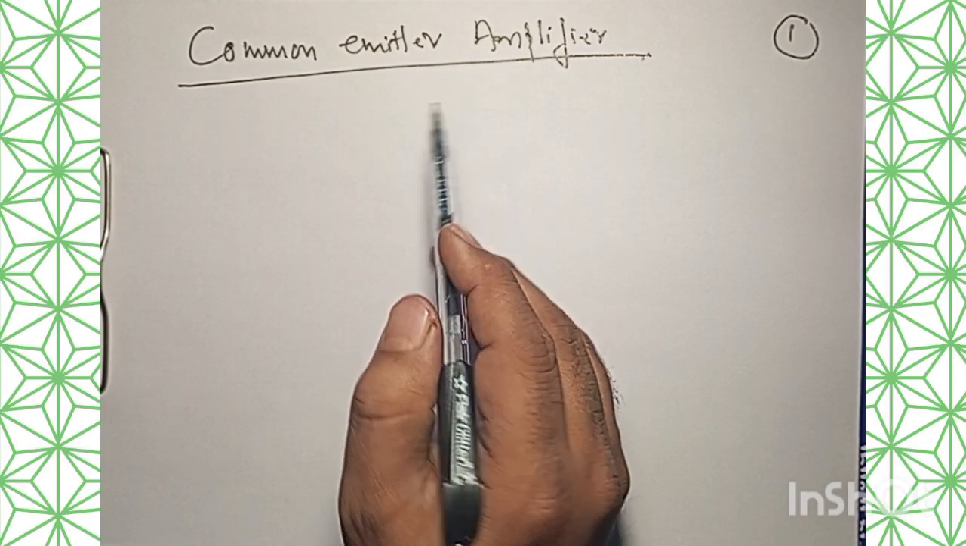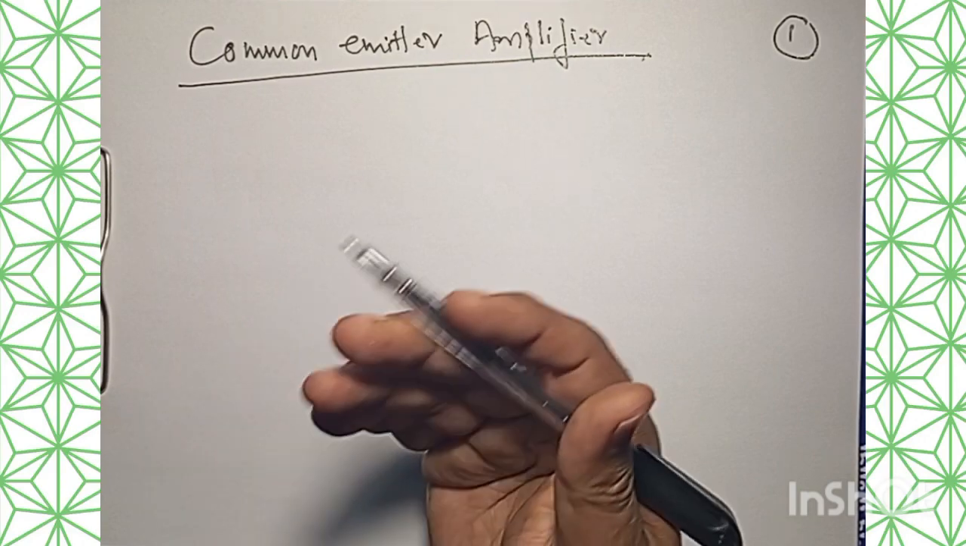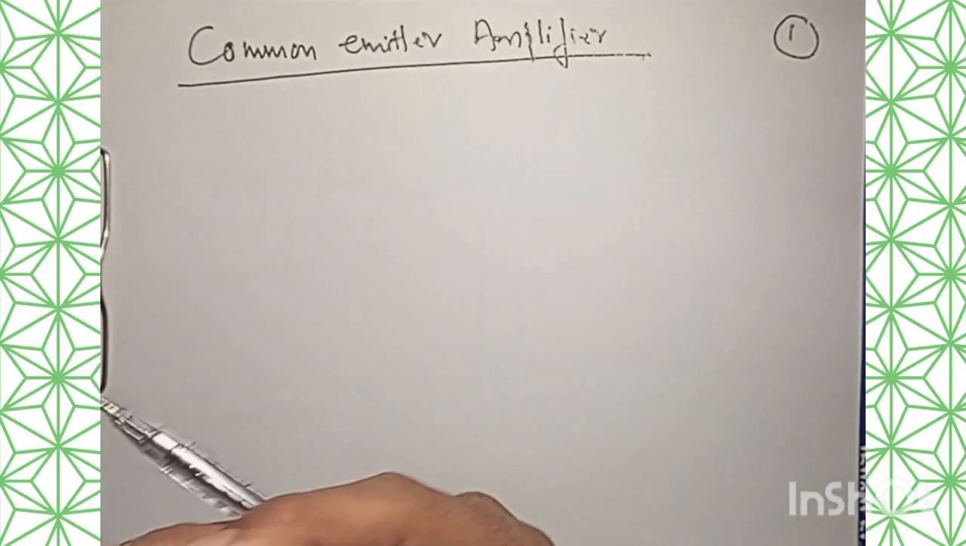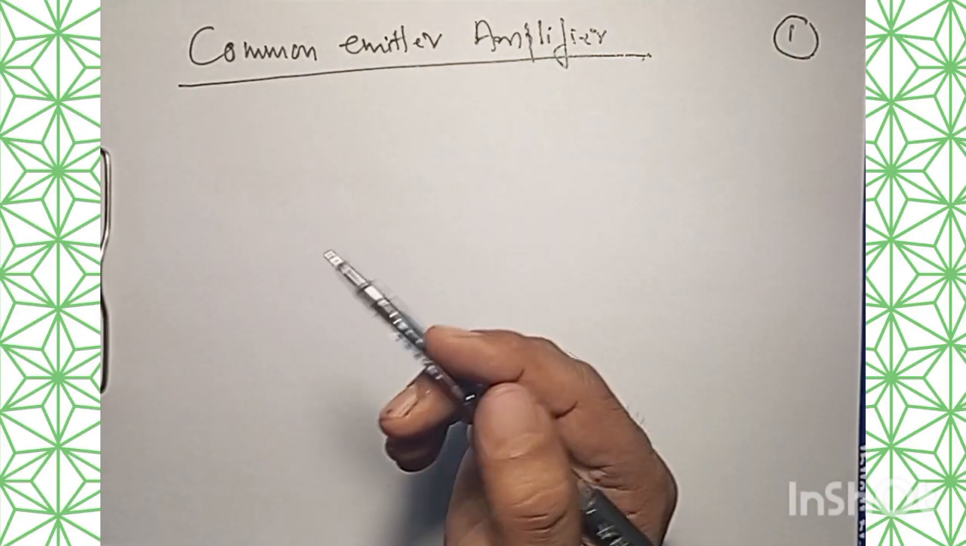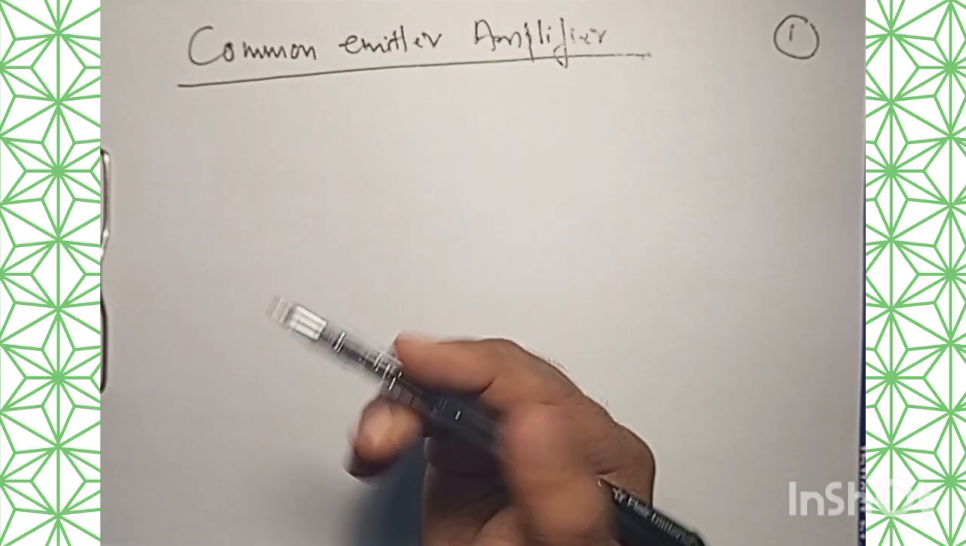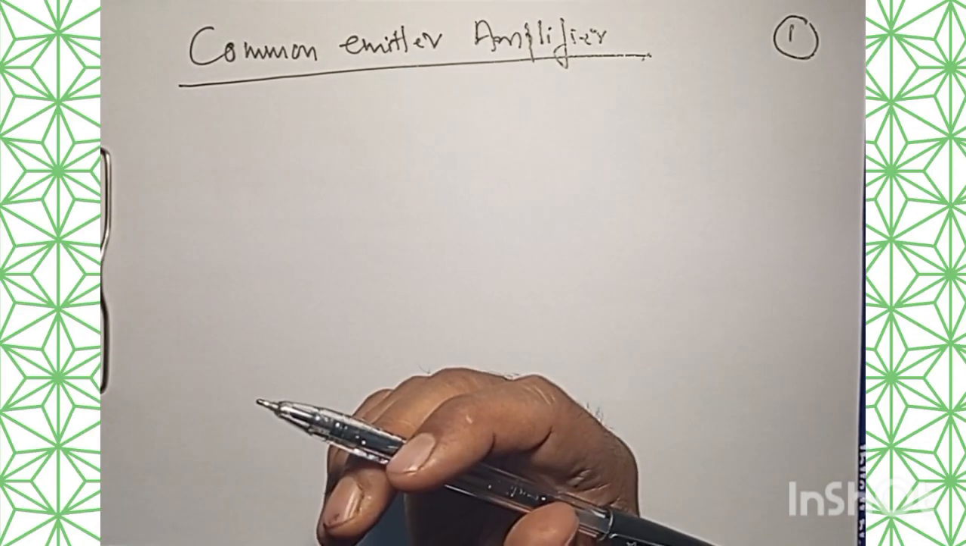Now, this transistor is also called an amplifier because it can enhance, it can increase the amplitude of the input signal. So a device which increases the amplitude of the input signal is called an amplifier.